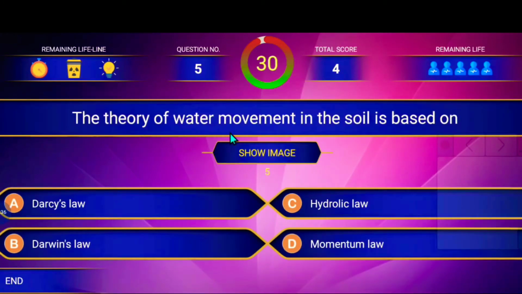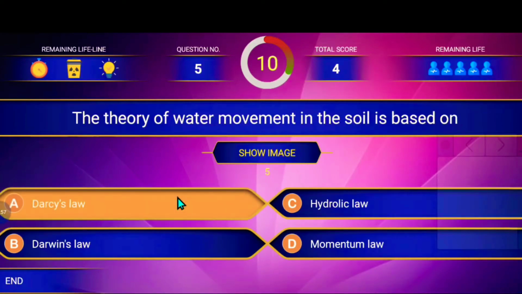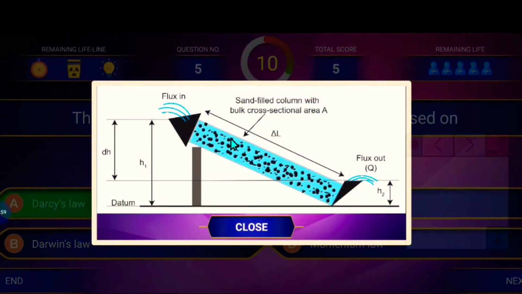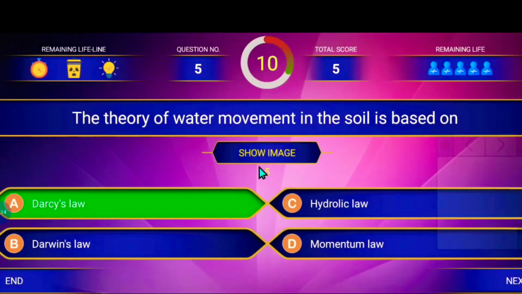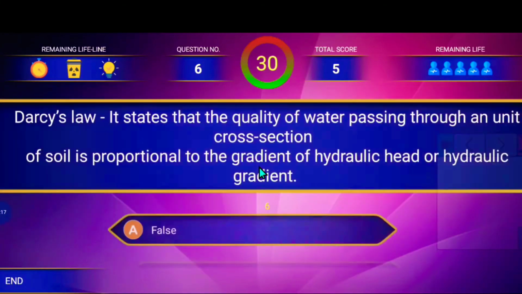The theory of water movement in the soil is based on: first option is Darcy's law, second one is Darwin's law, third option is hydraulic law, and last option is momentum law. So the correct option is Darcy's law. You can see here Darcy's experiment for the theory of water movement. Here is a sand filled column with bulk cross section area. The flux goes inside and the flux goes outside. So this is Darcy's experiment for the water movement theory. Again, go to the next question.